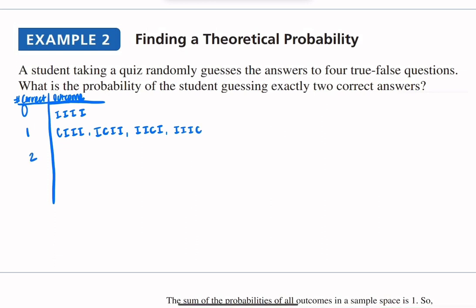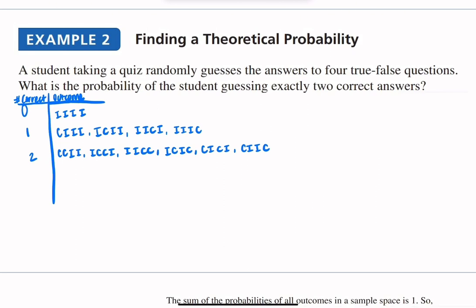I could get 2 correct, so this one will be a little weird. I could get the first 2 correct. I could get the middle 2 correct. The last 2 correct. I could alternate. So I could get incorrect, correct, incorrect, correct. Or I could alternate the other direction. Or I could get the outer 2 correct.